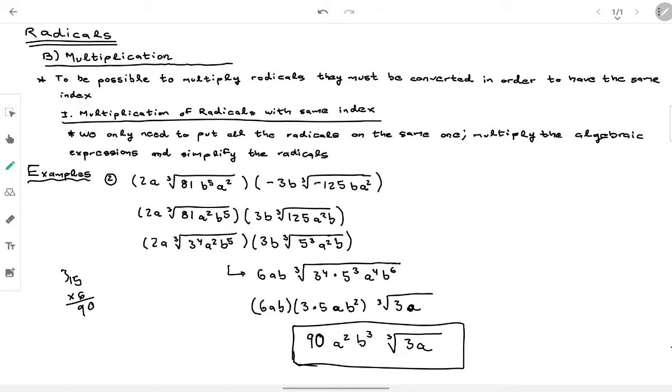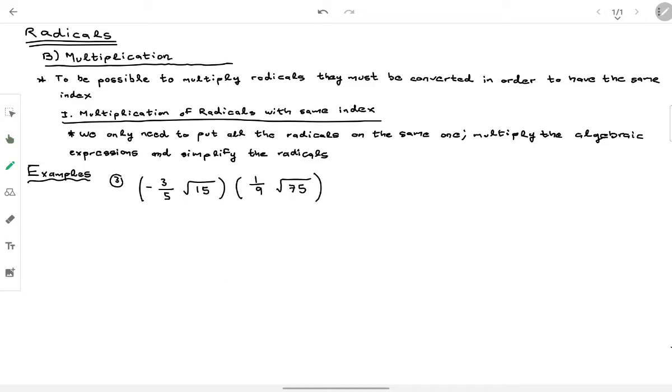So the idea for all the exercises is basically the same. We will multiply the coefficients that are the outside part of the radical between them. We will put all the radicals in the same one. We will take out what is possible to take out and simplify to have our final answer. Let's see another exercise.